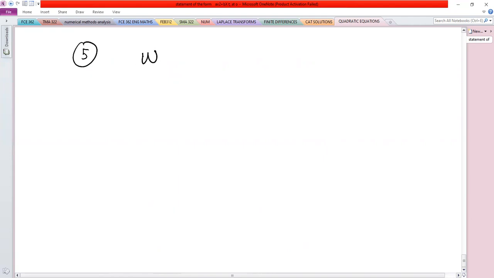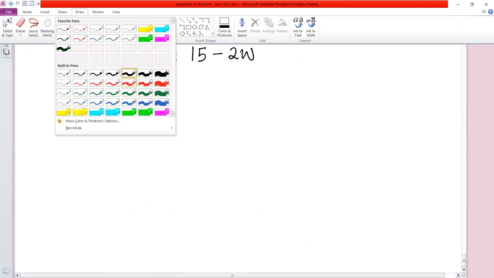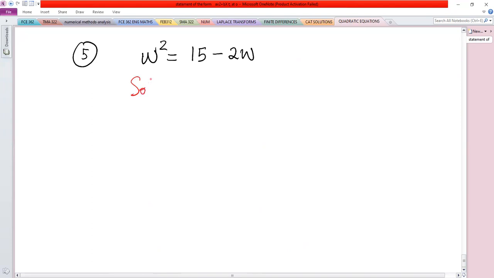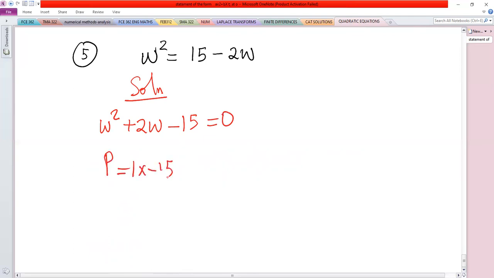We have w squared equals 15 minus 2w. Now, what you do in this case is rearrange so that it is in the general standard form. So we'll have w squared plus 2w minus 15 equals 0. So the product will be 1 times minus 15, which is minus 15, and the sum is 2.